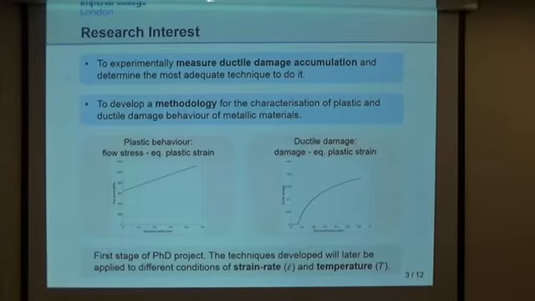So my research interest is to experimentally measure ductile damage accumulation throughout the plastic regime, not only the fracture conditions, but the whole accumulation process in the plastic regime, and try to determine the most adequate technique to do so, and also to develop or analyze a methodology to characterize the material both in terms of plastic behavior, so flow stress versus equivalent plastic strain, and also in ductile damage, so damage versus plastic strain. And as I said before, I'm a PhD student, and this is the first phase of my project, and the second phase would be to apply this methodology to different conditions of strain rate and temperature.